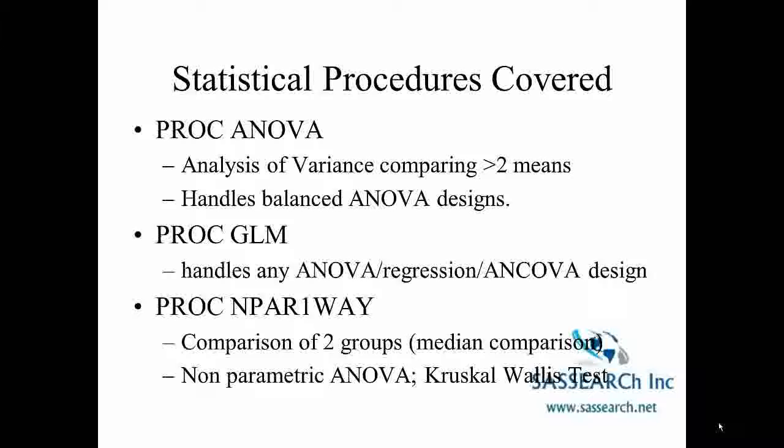The non-parametric procedure that's used often in SAS is Proc NPAR one-way, and it allows you to compare two groups, so you would be comparing the medians in two groups, as well as doing a non-parametric ANOVA, specifically the Kruskal-Wallis test. And when you're doing a comparison of two independent groups with Proc NPAR one-way, that's the same as the Mann-Whitney test, or also referred to as the Wilcoxon rank sum test.